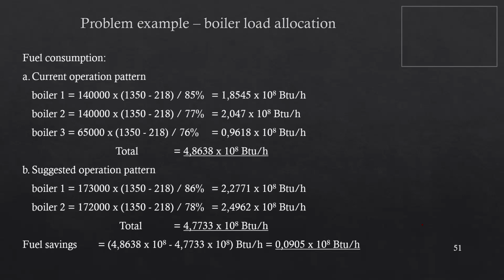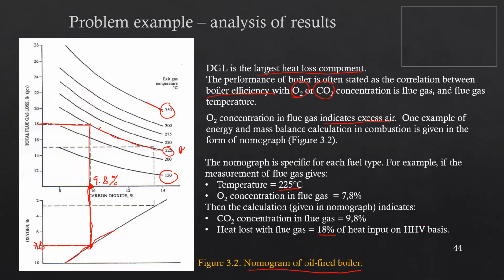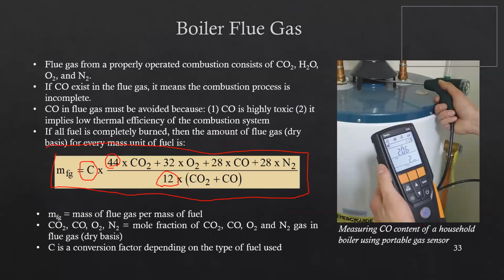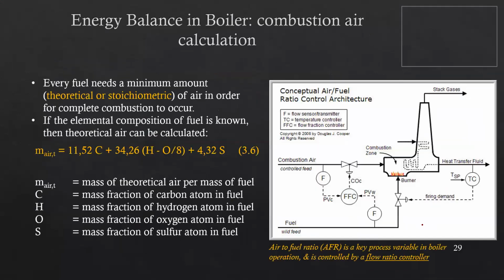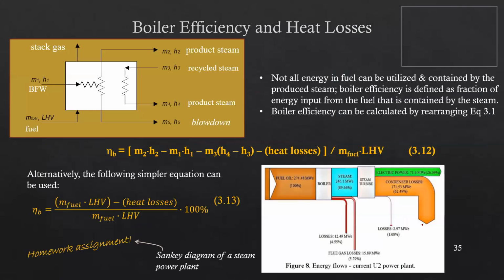Okay, based on the boiler efficiency, we have the formula of the boiler efficiency. So what is the formula of the boiler efficiency? Let me take a look through the previous chapter. So the boiler efficiency is this, where M fuel times LHV minus heat loss, divided by M fuel, or mass of fuel, times LHV.